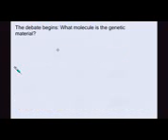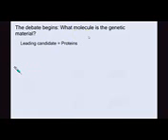The debate began: what molecule is the genetic material? In the scientific community, the leading candidate was proteins. They understood a lot about proteins at the time in terms of their complex three-dimensional shapes, and it seemed to be the leading candidate for the molecule in cells that could be the genetic material.